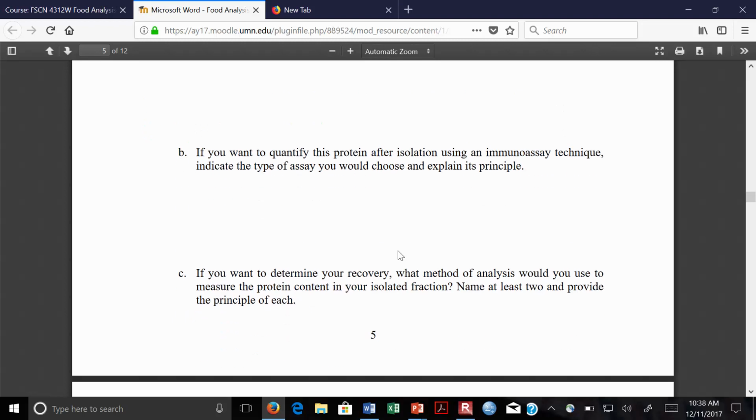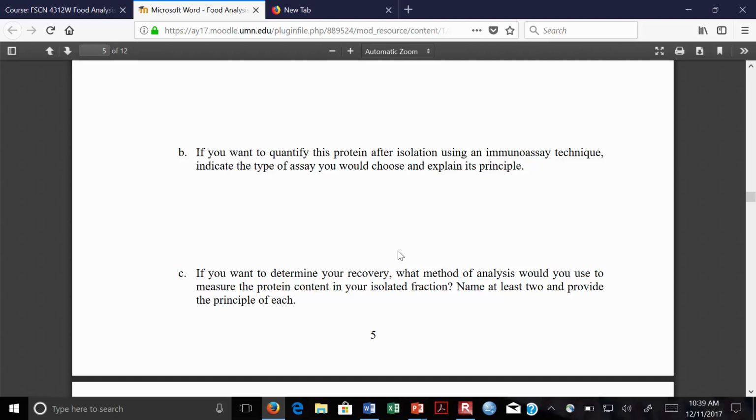If you want to quantify this protein after isolation using an immunoassay technique, indicate the type of assay you would choose and explain its principle. So I'm asking for an immunoassay and it's a protein. What do you think a logical one would be? Talk about it in class. Sandwich ELISA. In sandwich ELISA, because it's a protein, you will have multiple epitopes. So one antibody can capture and another antibody can be used for detection. So it would sandwich the antigen.